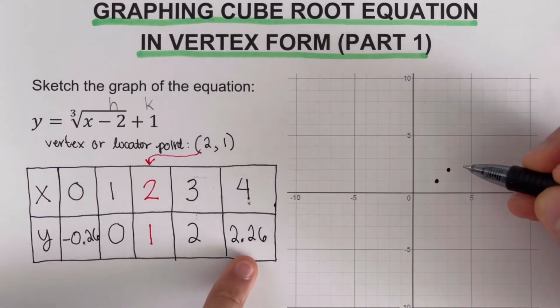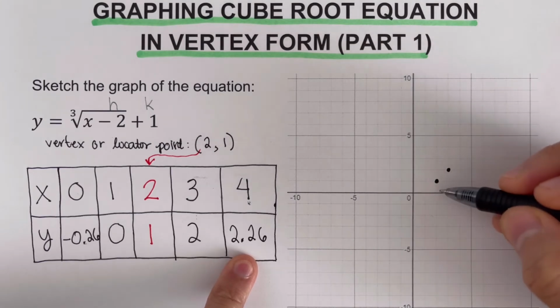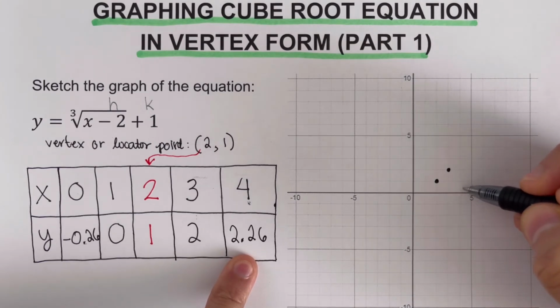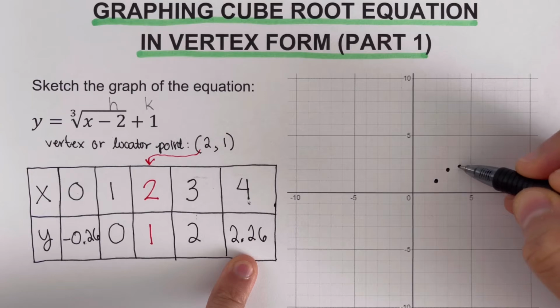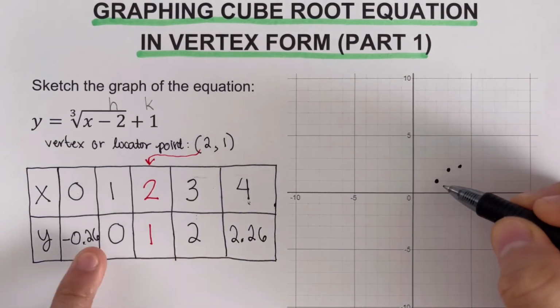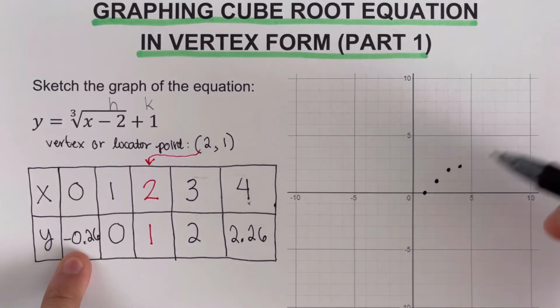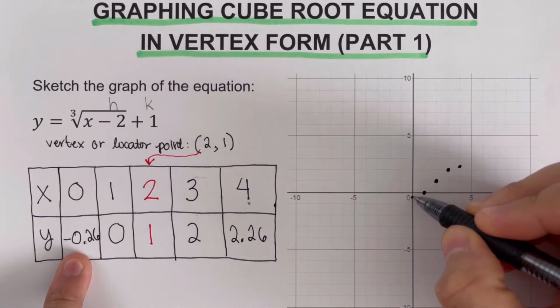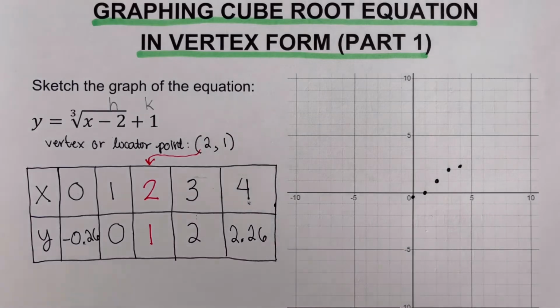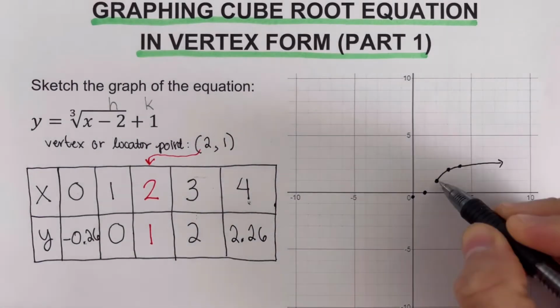And then we also have 4 goes to 2.26. So 1, 2, 3, 4. 1, 2, 2.26 should be somewhere around here. And then we go the other way. 1 is 0. And then we have 0 is negative 0.26. So that should be somewhere around here. So we go ahead and sketch the graph.